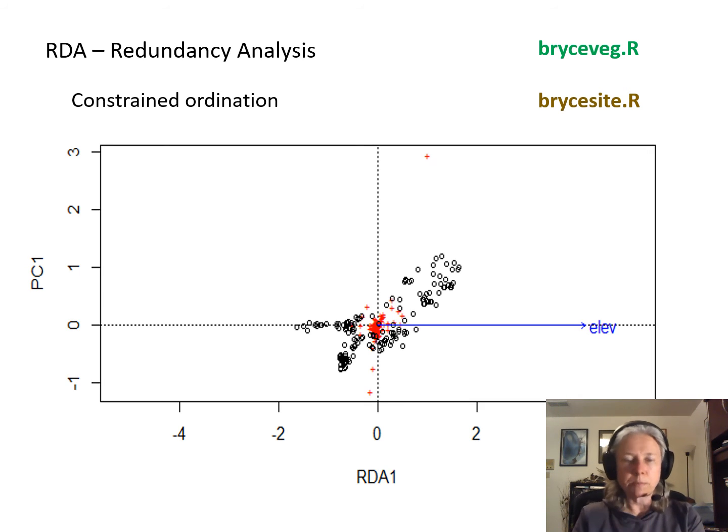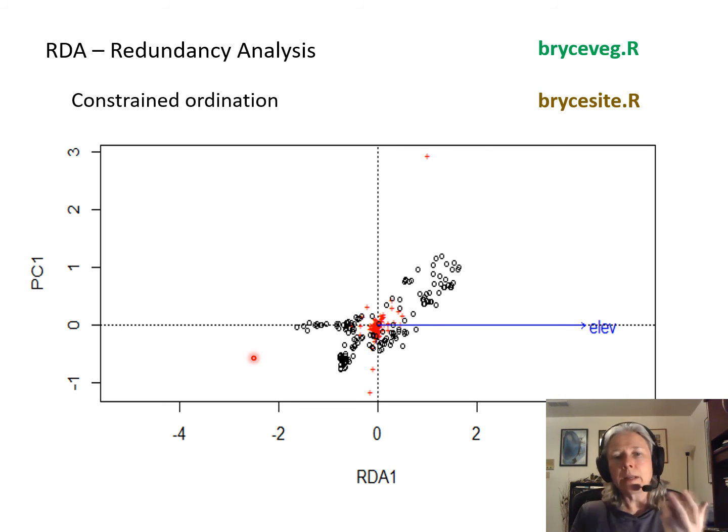So here's the plot. And in this plot, the first thing you might notice is that, once again, we have black dots, and those are the sites. The circles are the sites. The red crosses are the species. And the blue arrow is the environmental variable that we are examining, elevation. The axes here, notice it's RDA and PCA. This is one form of redundancy analysis, and in an upcoming lesson we'll do multiple forms.